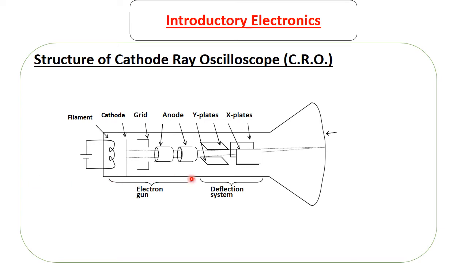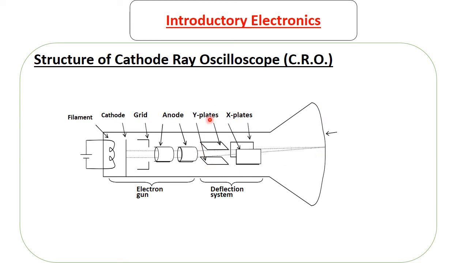The parts that make up the electron gun are a filament, which provides heat, then there's a cathode, which gets heated and emits electrons, then there's this grid, which I'm going to explain the function of, and also these two which make up the anode. Then the deflection system is made up of these two pairs of plates. The first pair are called Y plates, then the second pair is called X plates. Then here there is a screen called the fluorescent screen.